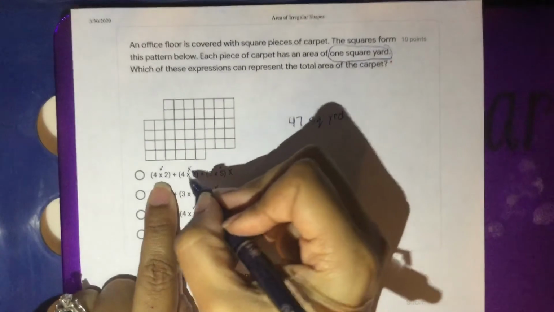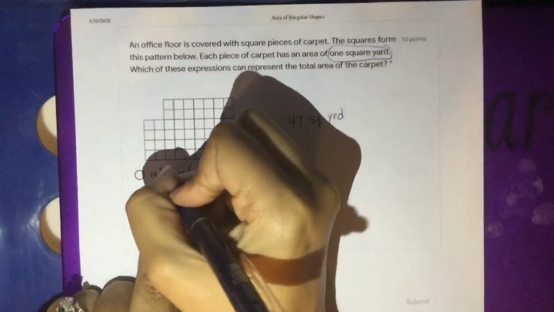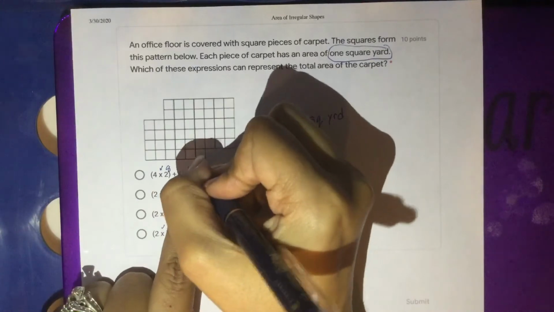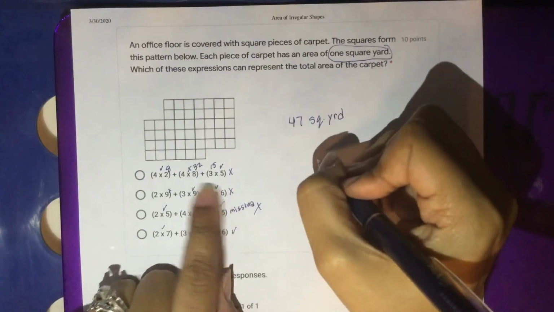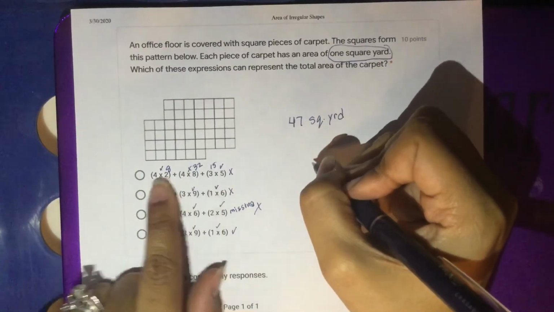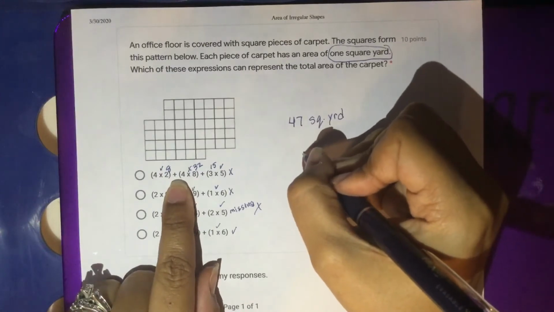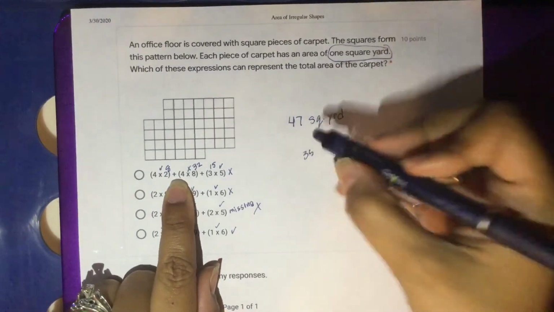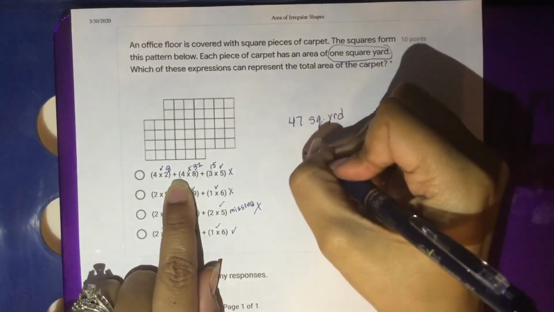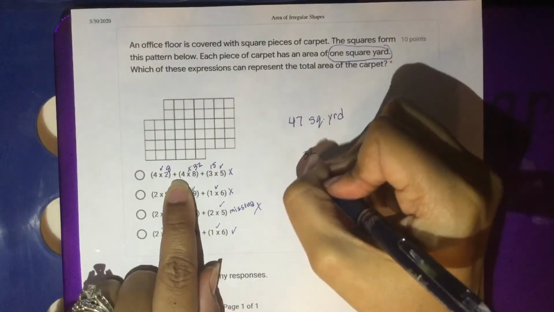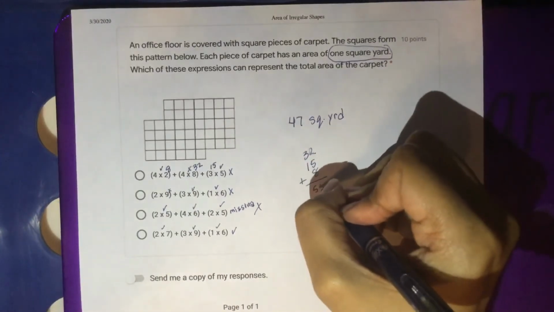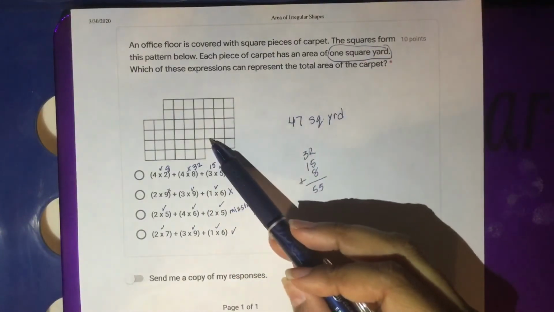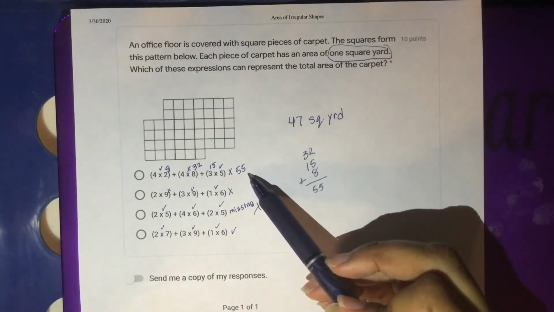Now, here's the thing. We know that when we do our multiplication here, we know 4 times 2 is 8. We know 4 times 8 is 32. And we know 3 times 5 is 15, okay? So now we would need to add these because you see the addition. We do parentheses and then we do the addition. So then you would add 32 and 15 and 8, okay? And when you add that together, you get 55, okay? So our square yards here are 47. This one came out to 55, so you know it's not right.